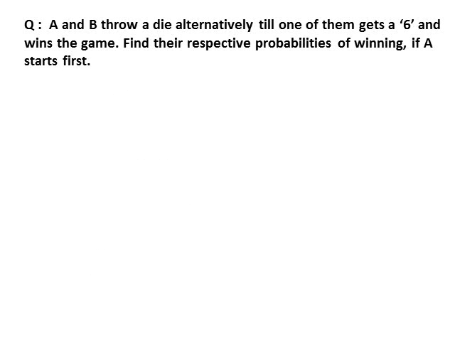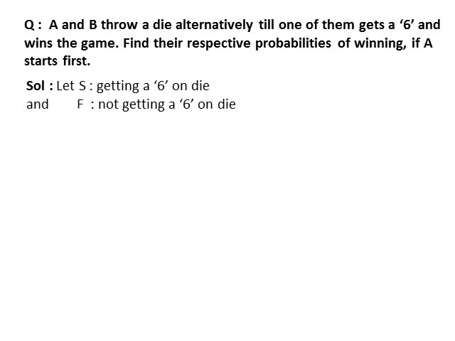First question: A and B throw a die alternately till one of them gets a 6 and wins the game. Find their respective probabilities of winning if A starts first. In this question, we have to find the probability that A wins the game and also the probability that B wins the game. A and B throw a die one after another till one of them gets 6. Also, the game is started by A.